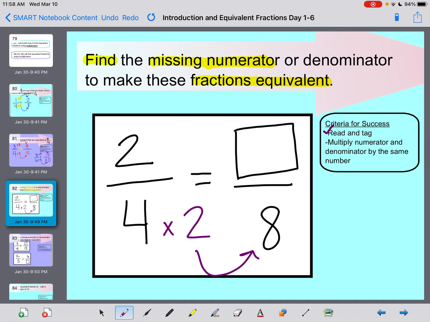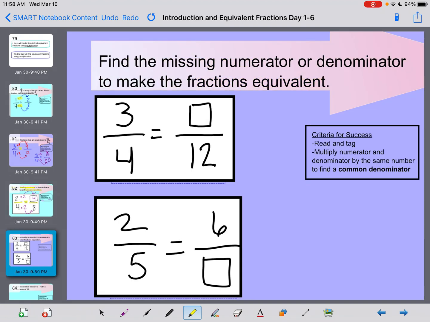And again, the most important part is multiplying the same number. So if I multiply the denominator times 2, I have to multiply the numerator times 2. 2 times 2 is 4. So that missing numerator was 4. 2/4 is equal to 4/8.